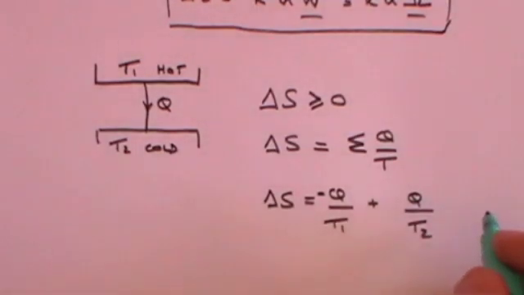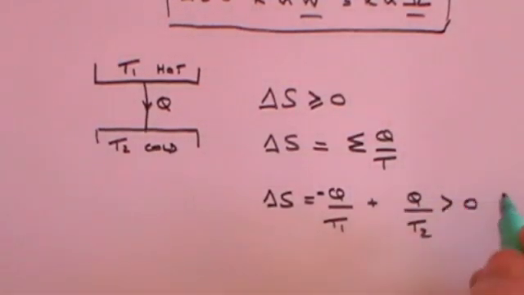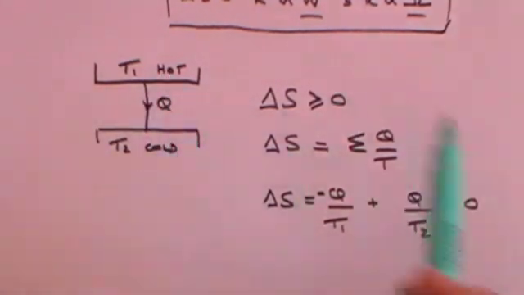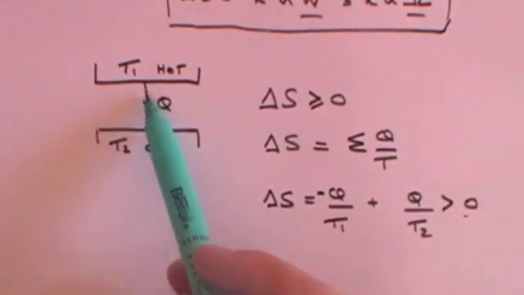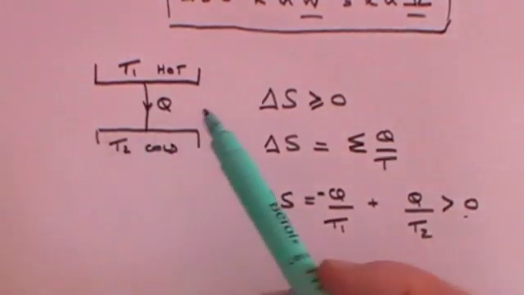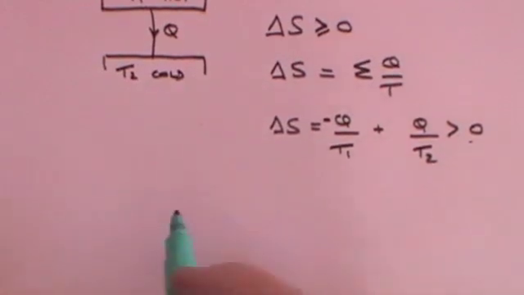And that is greater than 0, because you can show that if T1 is greater than T2, which it is because we're going from hot to cold, that Q over T2 is a fraction which is bigger than Q over T1. And therefore this term minus this term is going to be greater than 0. And that's okay, because entropy increases, and therefore heat will move from hot to cold. But let's try it the other way round.